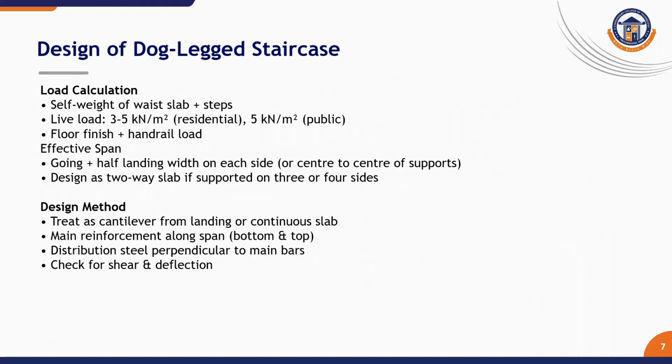Design of dogleg staircase. Load calculation includes self weight of the waist slab and steps. Live load has to be 3 to 5 kN per meter square for residential, and 5 kN per meter square for public buildings. Floor finish and handrail loads have to be considered here. Effective span is going plus landing on each side, or center to center of the supports. It is designed as a two-way slab if supported on 3 or 4 sides.